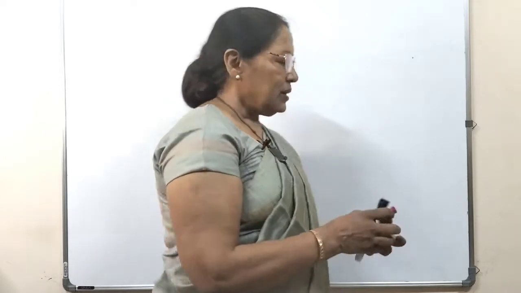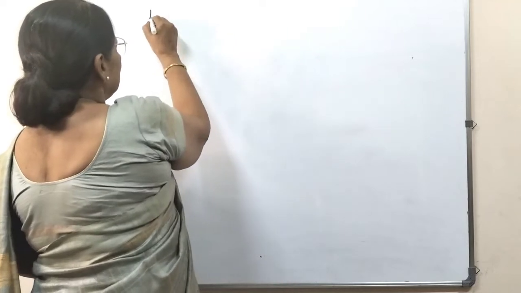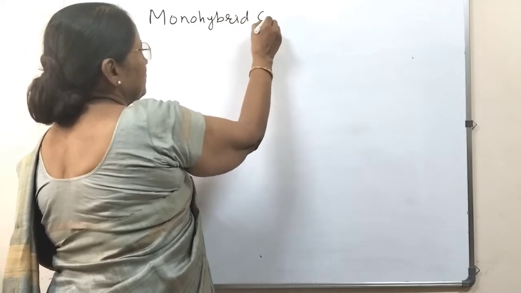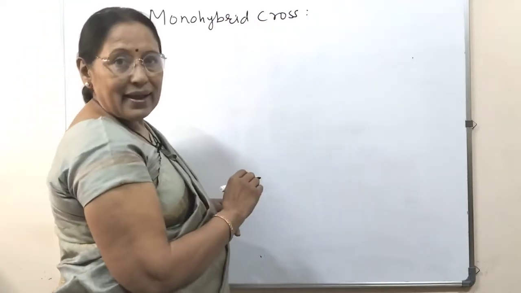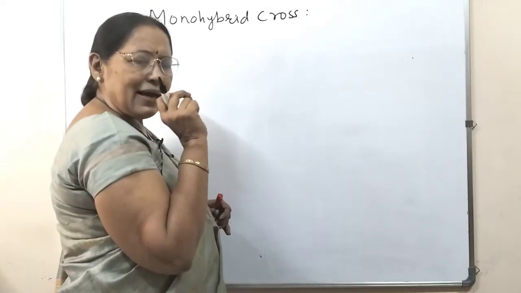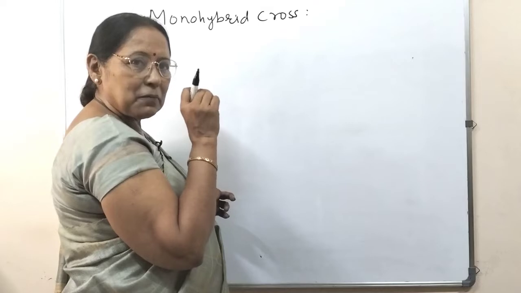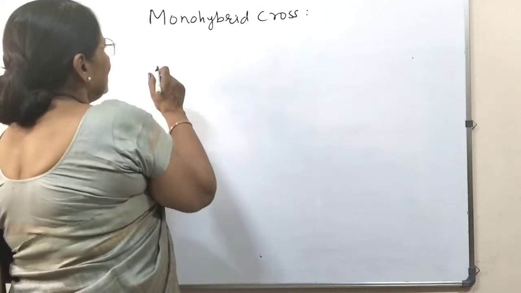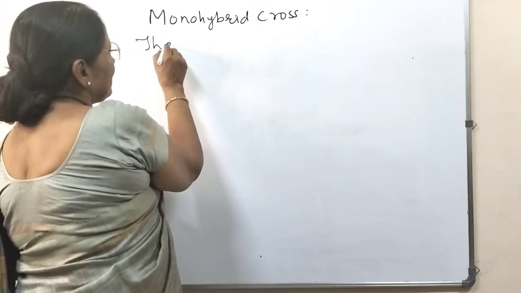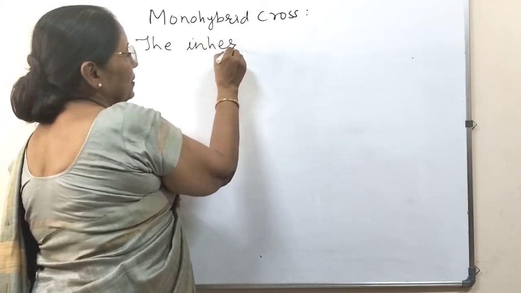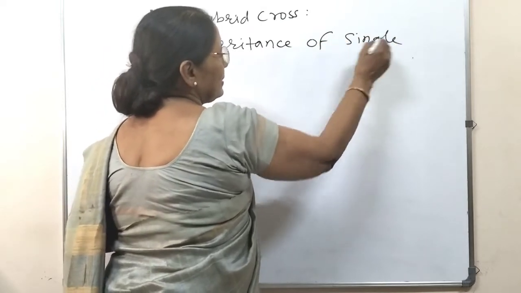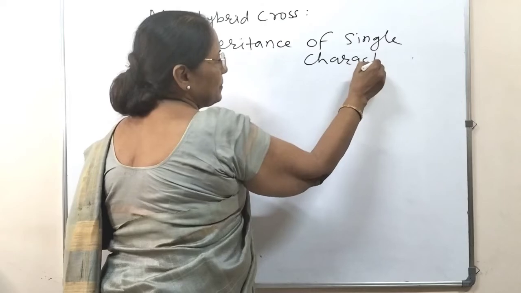Today's topic of discussion is monohybrid cross. So, we are starting with monohybrid cross, which can be defined as, let us first write it in a slightly wrong way so that it can register properly what is the right way to write it. Monohybrid cross, it can be defined as the inheritance of single character.